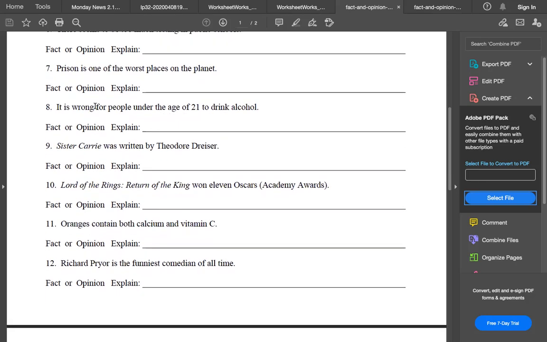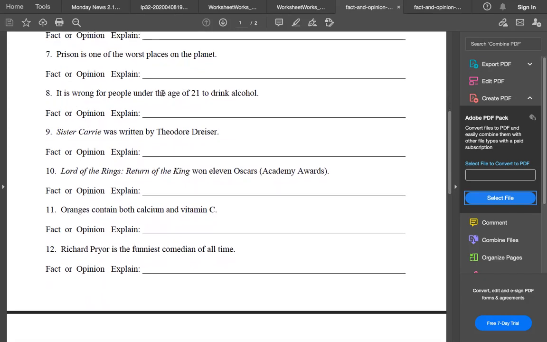Okay? All right. Next one. It is wrong for people under the age of 21 to drink alcohol. Opinion. Now, if it said it was illegal for people in the United States to drink under 21, that would be a fact. This is going to be an opinion because I can give you some caveats here. If you're taking communion, you do not have to be 21. You can drink at your own house and you can drink at church legally. So that would mean that it would not be wrong in those two situations to consume alcohol.